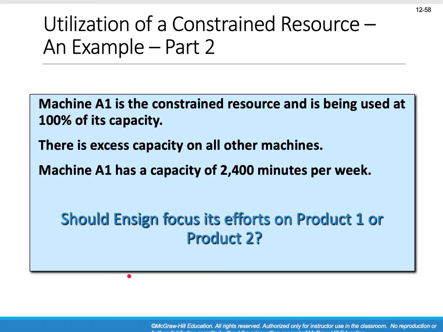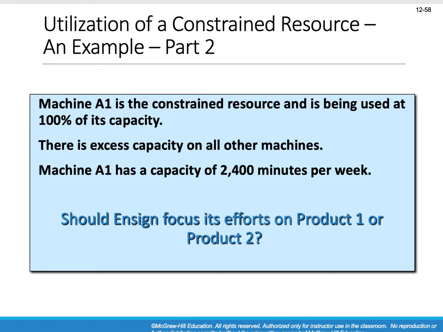So here we go. We have a little bit more information. The A1 machine is the constrained resource. It's being used at 100% capacity. There is excess capacity on all other machines. Machine A1 has a capacity of 2,400 minutes per week. So what do we focus our effort on, product 1 or product 2? That's what we need to figure out.